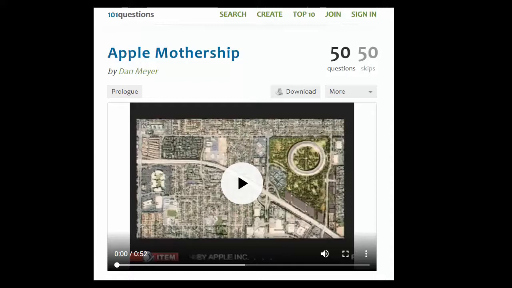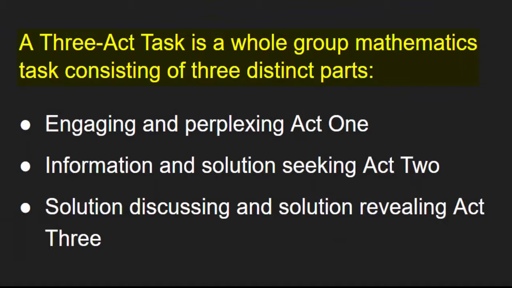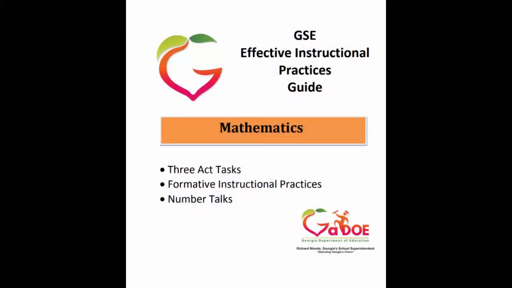proportional reasoning are applied. The task can be found on the 101 Questions website and was originally featured by Dan Meyer. A 3-act task is a whole group mathematics task consisting of 3 distinct parts: an engaging and perplexing Act 1, an information and solution seeking Act 2, and a solution discussing and solution revealing Act 3. More information on 3-act tasks can be found in the Effective Instructional Practices Guide, which is provided in the listing of resources for this video.